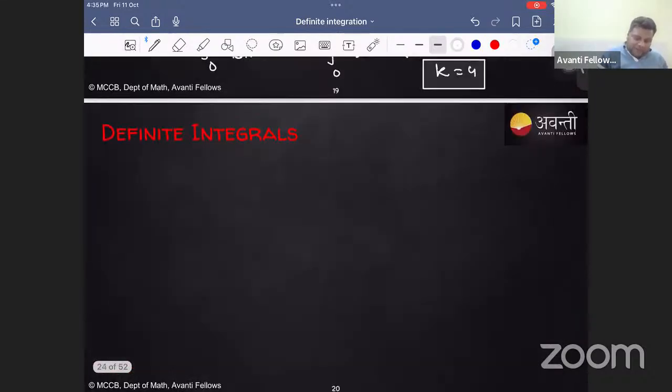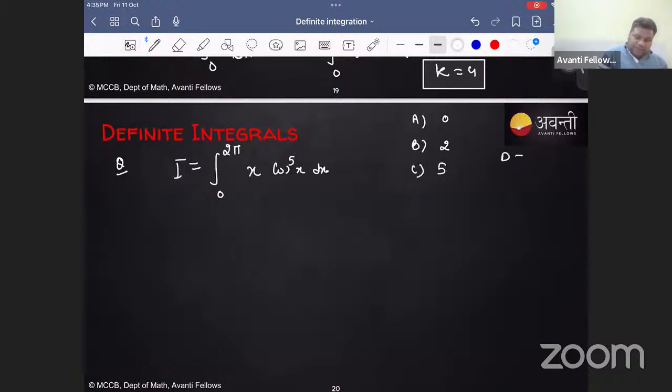Okay, now let's try another question. I is integration 0 to 2 pi x into cos to the power 5x dx. Options are A 0, B 2, C 5, and D is 10. Yes, give it a try. And whenever you get the correct answer, mark your answer in the poll.